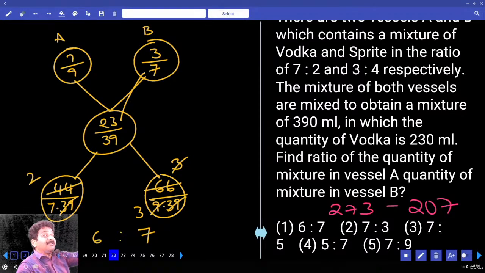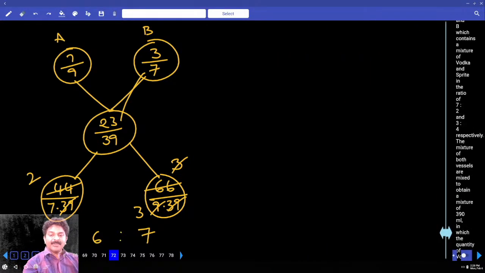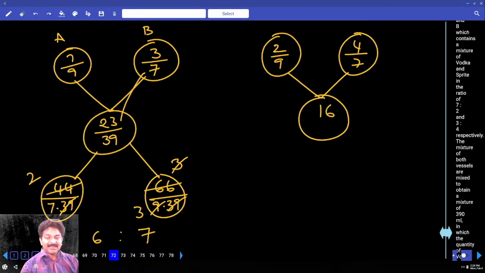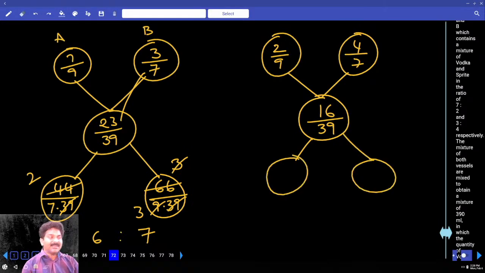The same you can start with only Sprite as well. Sprite component in the first vessel 2/9, in the second vessel 4/7. In the mixture, out of 390, if 230 is vodka, remaining 160 out of 390, which is 16 by 39. That is Sprite component. Even if you solve here also, you will get the same answer. Okay.